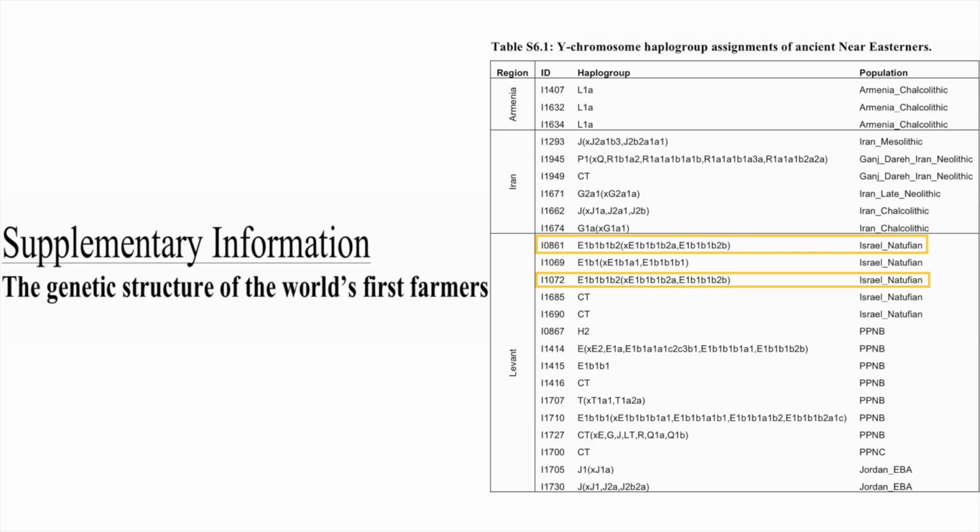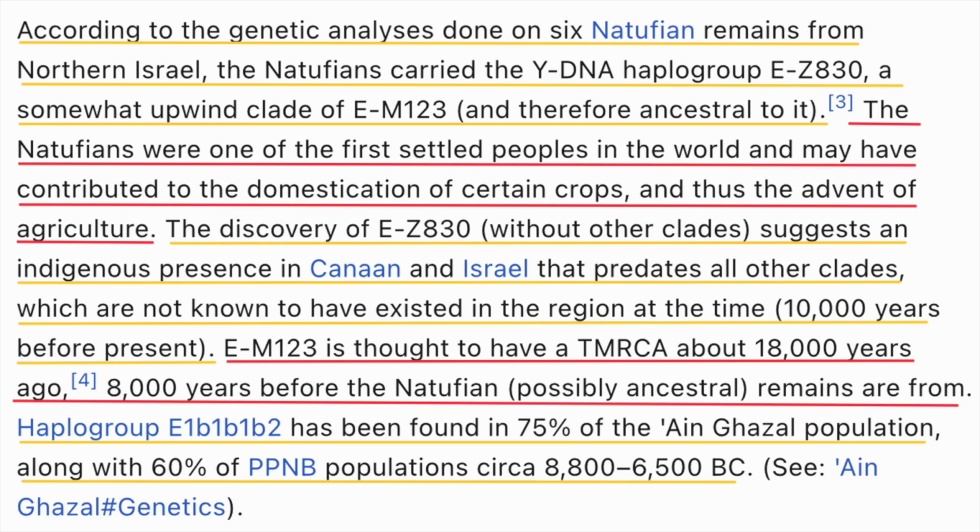According to the supplementary information in the paper titled The Genetic Structure of the World's First Farmers, it shows two E1b1b2 samples. According to the genetic analysis done on 6 Natufian remains from northern Israel, the Natufians carried the Y DNA haplogroup E-Z830, a somewhat upwind clade of E-M123, and therefore ancestral to it. The Natufians were one of the first settled peoples in the world and may have contributed to the domestication of certain crops and thus the advent of agriculture.